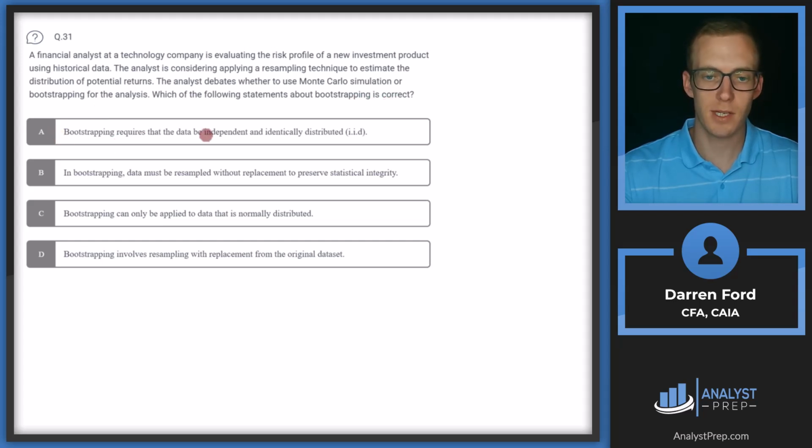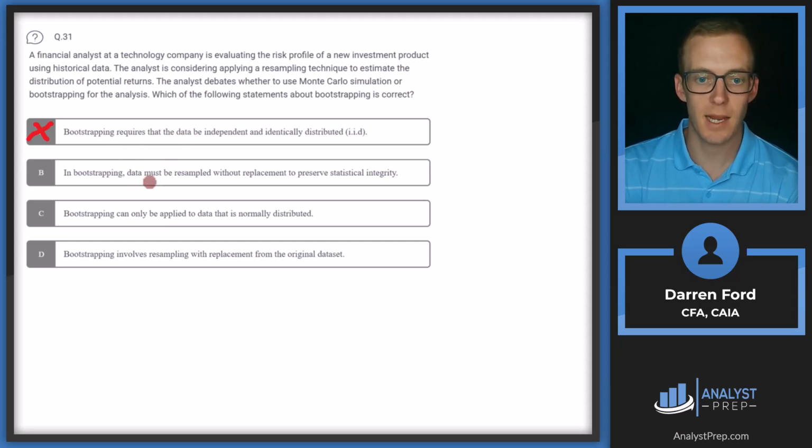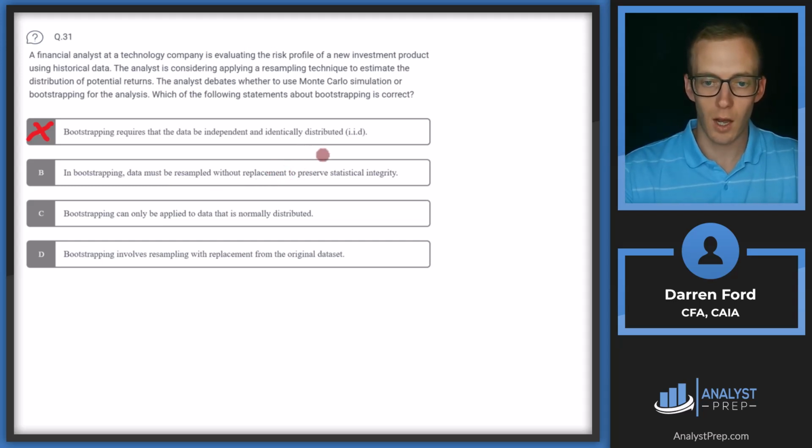A. Bootstrapping requires the data to be independent and identically distributed. While these are nice things to have for data in pretty much any scenario, it's not going to be required for bootstrapping. So we can go ahead and rule that out. B, in bootstrapping, data must be resampled without replacement to preserve statistical integrity. The key here is "without." It actually requires resampling with replacement to preserve statistical integrity. So we can rule out B as well, since that will not be correct.